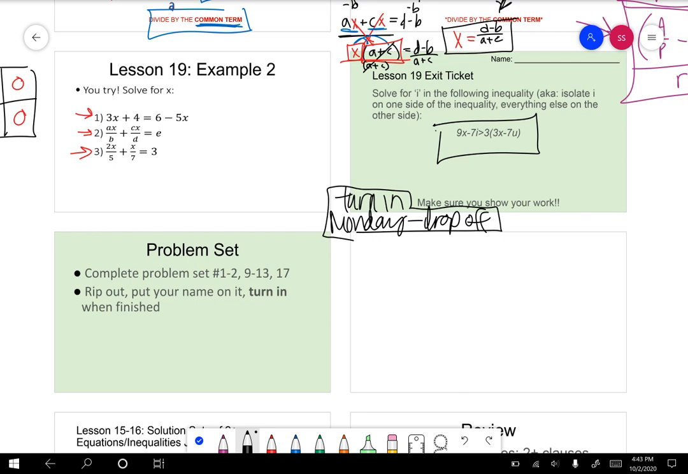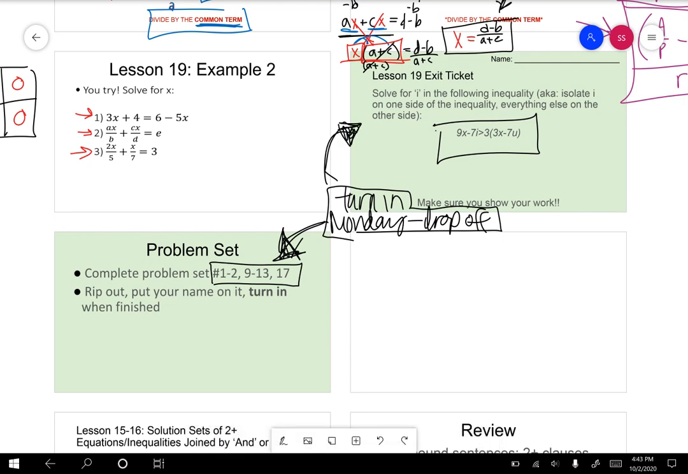Okay, when you're done with that, you're going to do the problem set. This is to get more practice because this is really important stuff. Again, the rest of the year is going to be so much easier by getting all of this down really well. Okay, and it's not that many problems. So problem sets number 1 and 2, 9 through 13, and then number 17. Put your name on it, turn it in when you're done. Turn it in with a Monday drop-off, that'd be awesome if you're an online student. Otherwise turn it in when you're back from being absent.